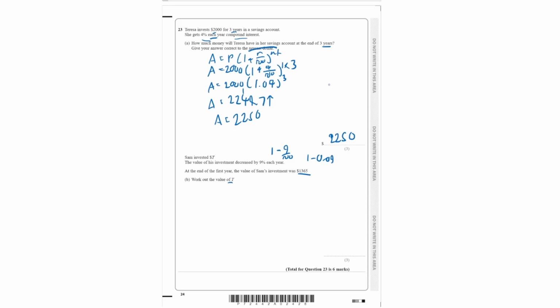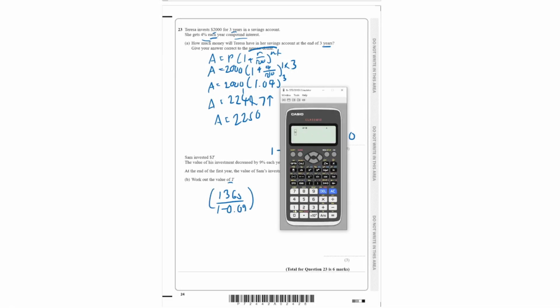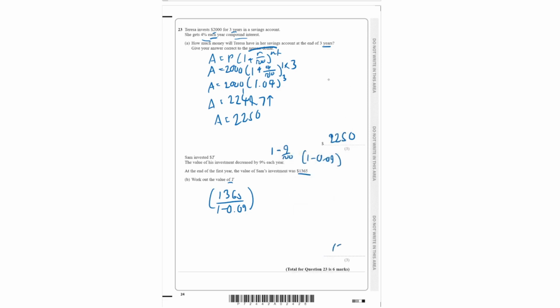Since we know that it decreased by 9%, this is simply 100 minus 9%. So we can simply write here 1,365 divided by this value, so 1 minus 0.09. We can put brackets here and use our calculator to find the answer. It is 1,365 divided by 1 minus 0.09, which is 1,500. Considering that his investment decreased, the initial amount will be greater than the final amount.